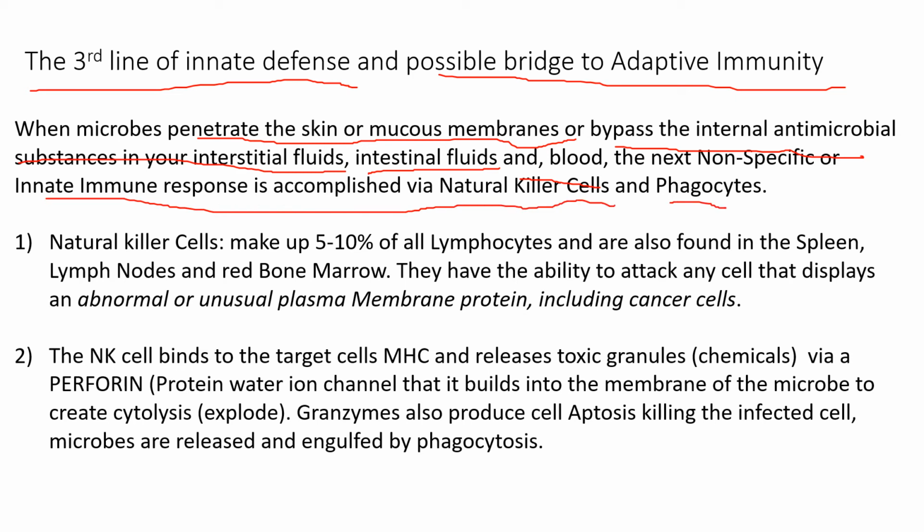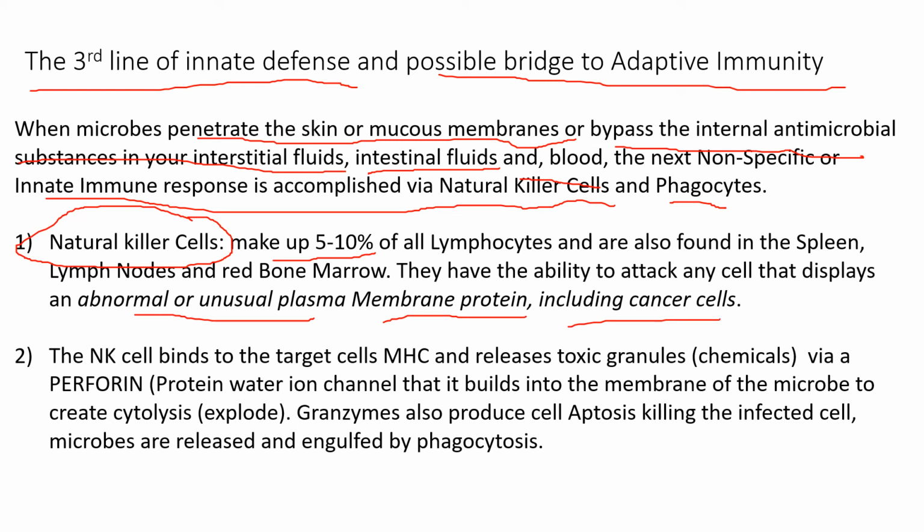So natural killer cells make up about 5 to 10% of all lymphocytes, and they're found in your lymph tissues such as your spleen, your lymph nodes, your red bone marrow, and they have the ability to attack any cell that's really not one of us. What do I mean by that? The cells have membrane proteins on their surface. So any cell that doesn't have a usual or normal membrane protein would be identified by the natural killer cell, like a guard duty. Halt, who goes there? Let me see your ID. They have the wrong ID, even including cancer cells. So they can attack it right away.